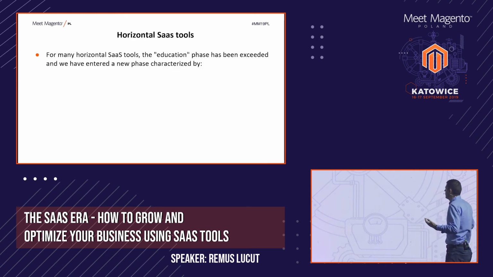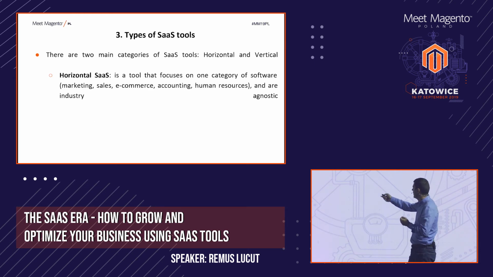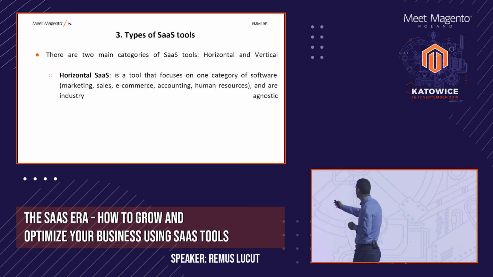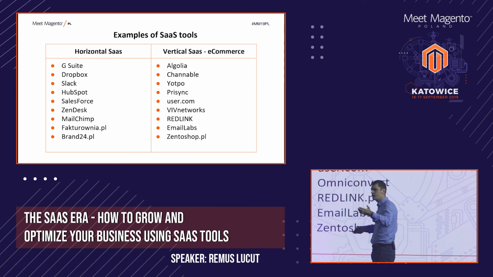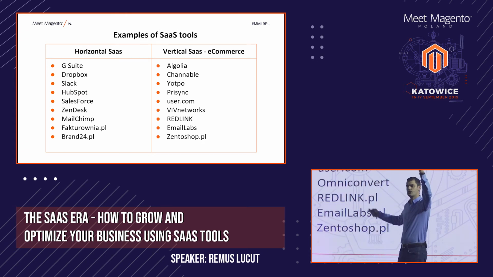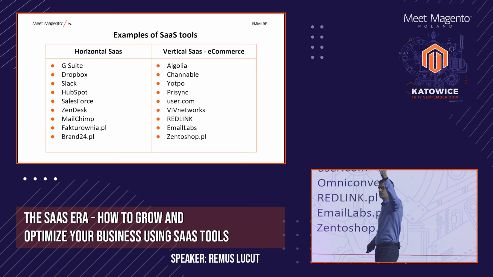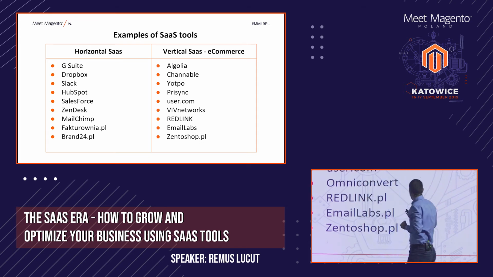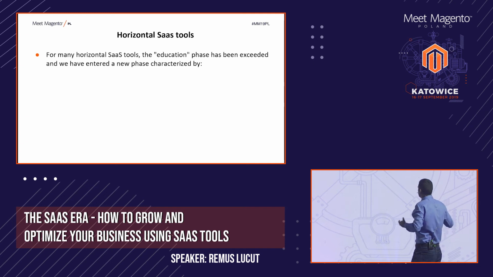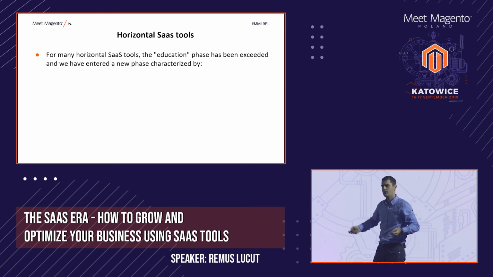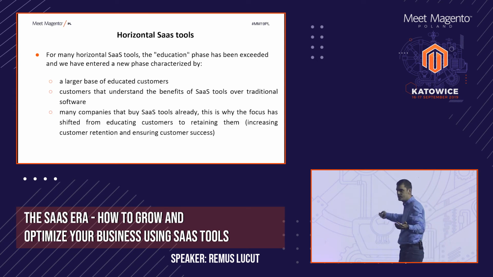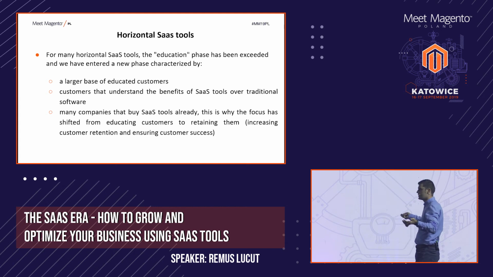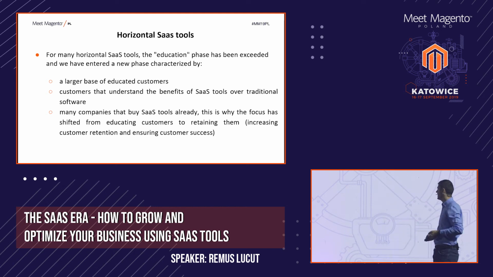And how does it look? Well, the horizontal SaaS, as you've seen here, like G Suite, Dropbox, HubSpot, Salesforce, many of you already use them, right? Raise your hand who uses horizontal SaaS. Okay, some hands. How does it look? Well, the horizontal SaaS is already educated. We've been using it for about a couple of years, 10, 20 maybe, some of us. And this phase obviously has a large base of customers. The customers understand the benefits of SaaS tools.